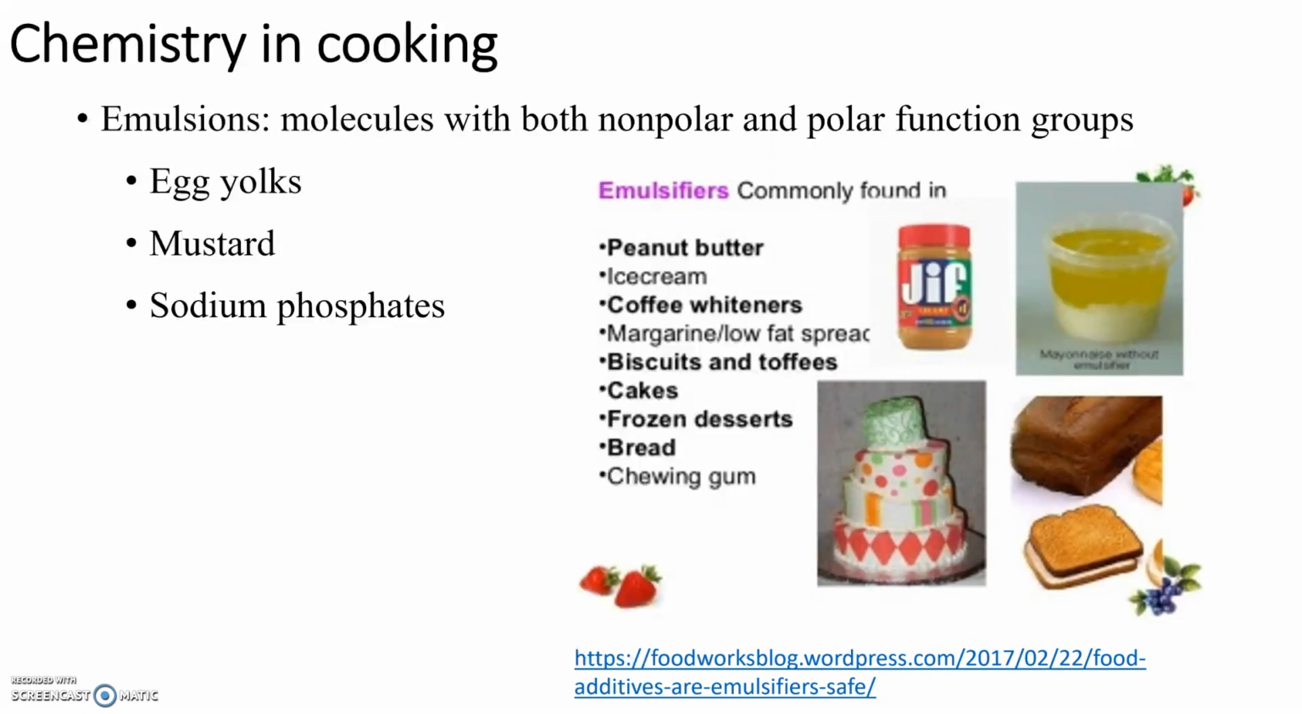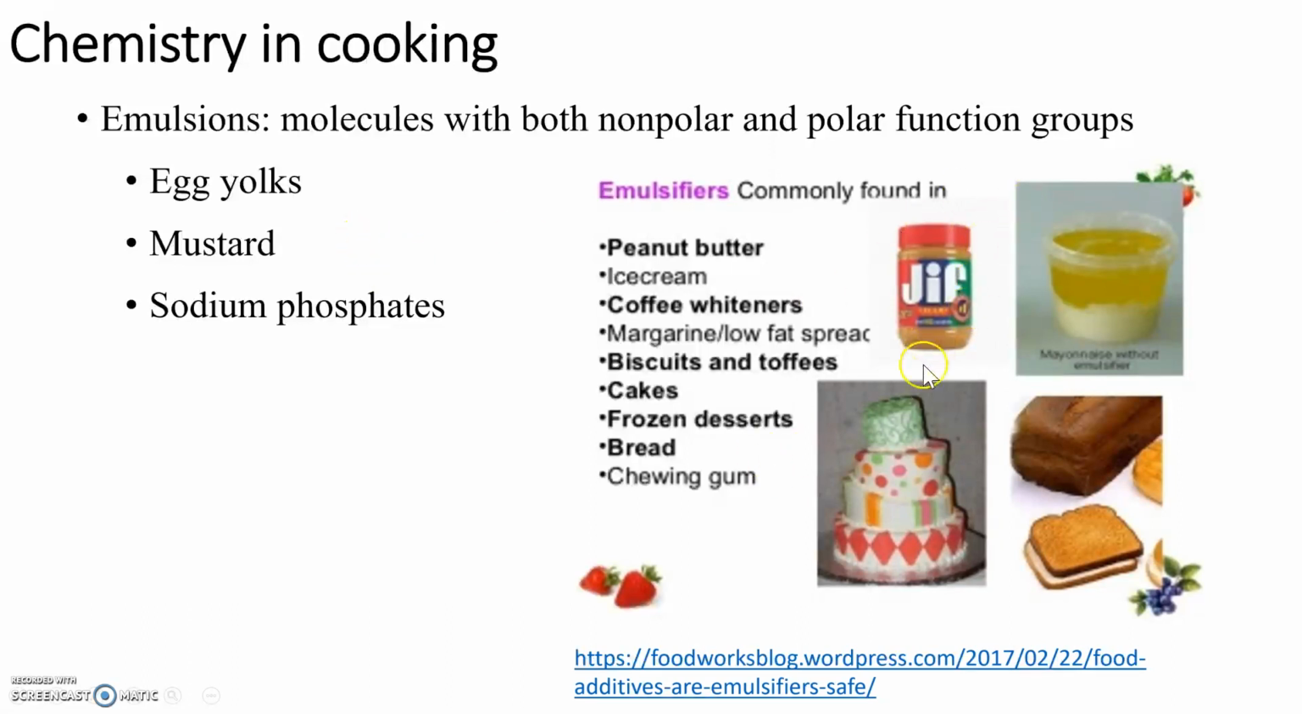We talked about surfactants when we were talking about polar and nonpolar molecules. So remember, surfactants are chemicals that can be added that allow nonpolar and polar molecules to mix. We have this in cooking. Egg yolks, mustard, sodium phosphates are all emulsifiers. Emulsifier is just the same thing as a surfactant. Emulsifiers are used when we're talking about cooking. You see sodium phosphate added to a lot of foods. This is because it is an emulsifier. This is also why you see mustard added to a lot of foods.